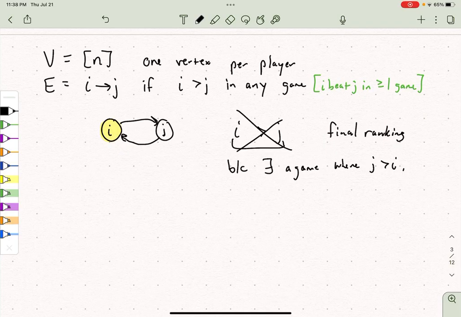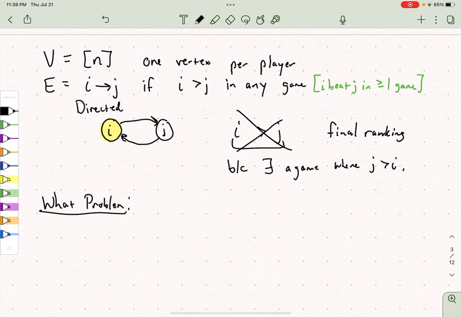So those will be the edges, and they're clearly directed. Now, what's the problem we want to solve? Well, the discussion above gives us a hint. So in fact, if there's ever a cycle, we can't do this. So that's part of it.